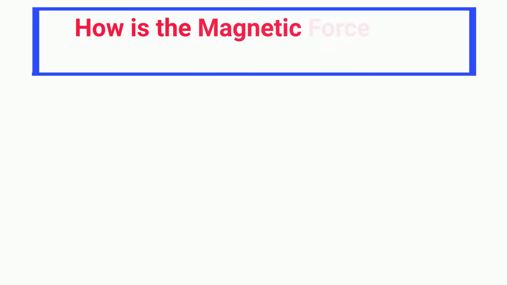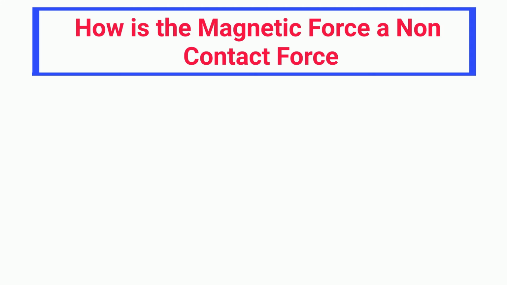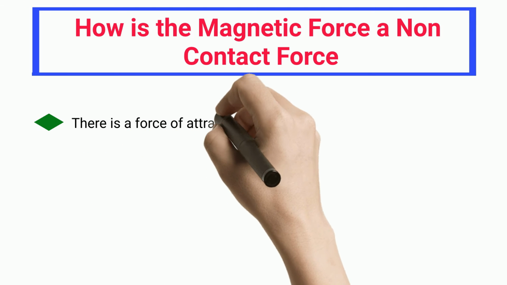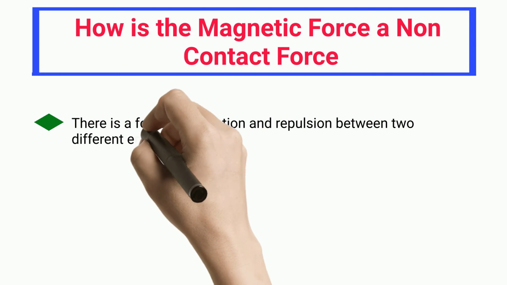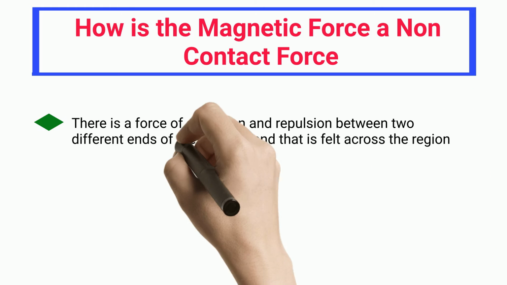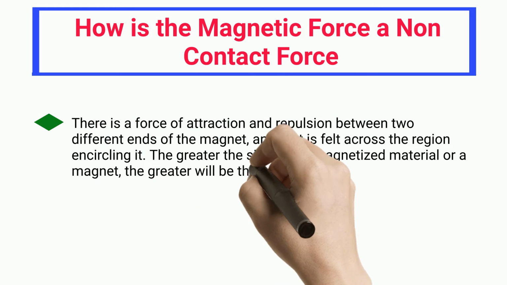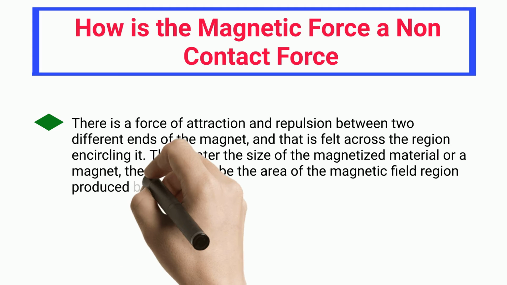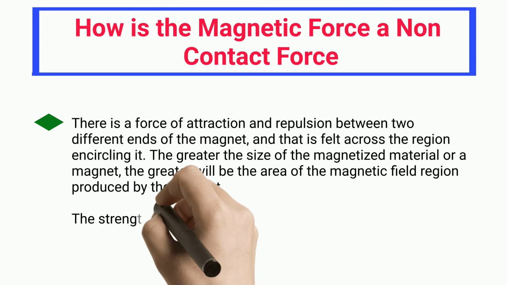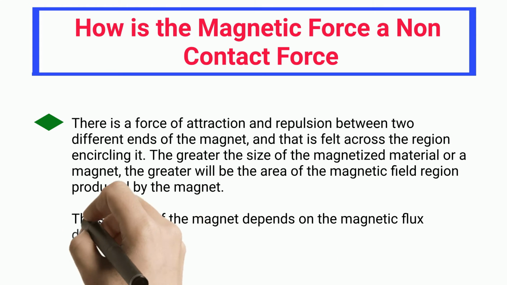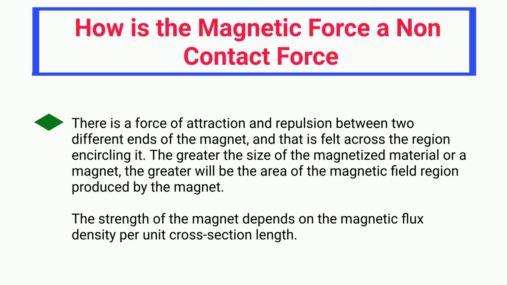How is the magnetic force a non-contact force? There is a force of attraction and repulsion between two different ends of the magnet, and that is felt across the region encircling it. The greater the size of the magnetized material or a magnet, the greater will be the area of the magnetic field region produced by the magnet. The strength of the magnet depends on the magnetic flux density per unit cross-section length.